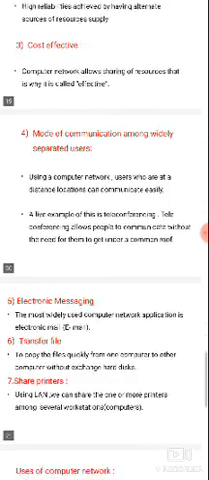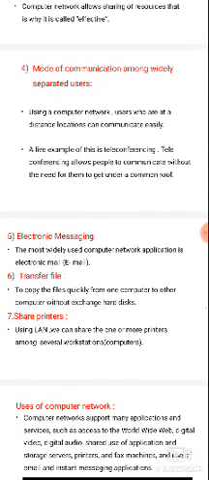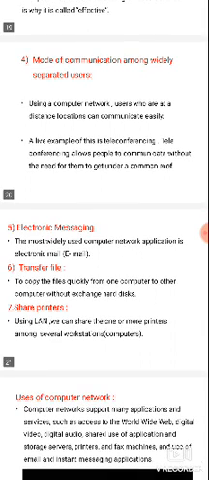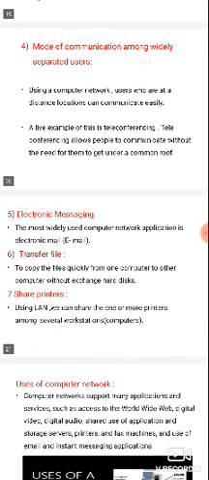Next, mode of communication among widely separated users. So using computer networks, users who are at distant locations can communicate easily. Distant locations is nothing but different locations, different destinations. A live example of this is teleconferencing. Teleconferencing allows people to communicate without the need to get under a common roof. So the main example is teleconferencing.